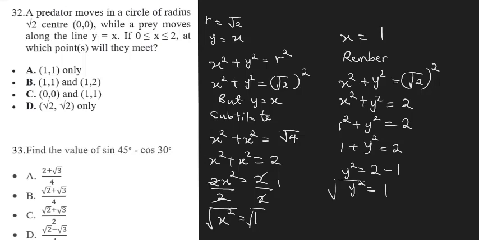So take the square root of both sides. You're going to have y equals 1. The square root of 1 is 1. So our x is 1 and our y is 1. So therefore the coordinate will be x, remember it's x and y, right? So it's going to be (1, 1). So that's the answer. Let's check the option. The answer is A. Let's move to the next question.